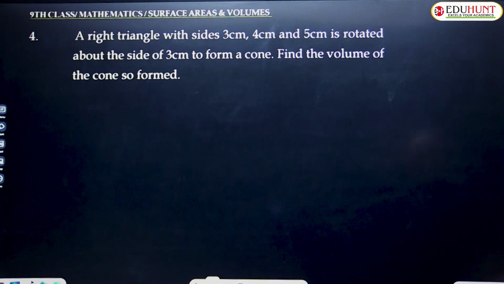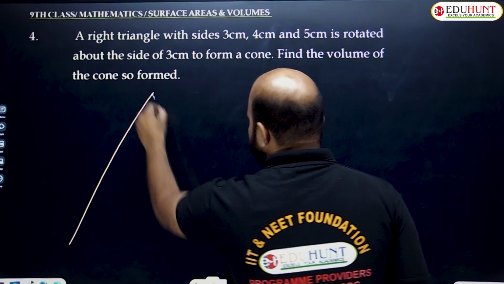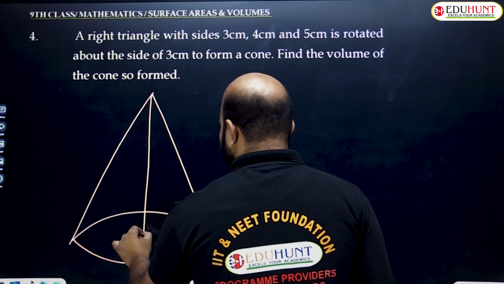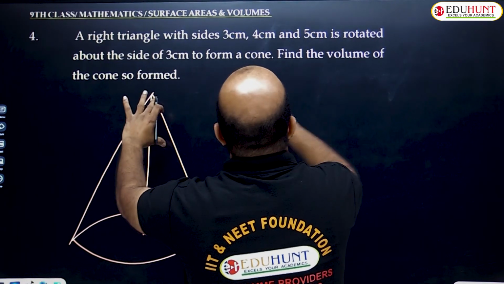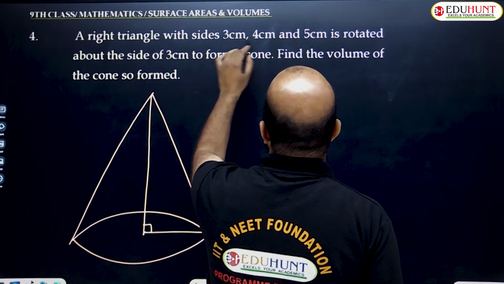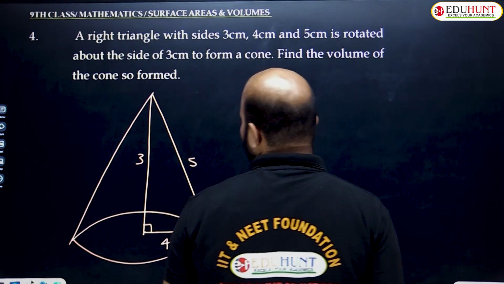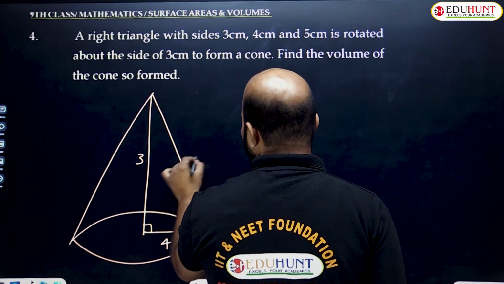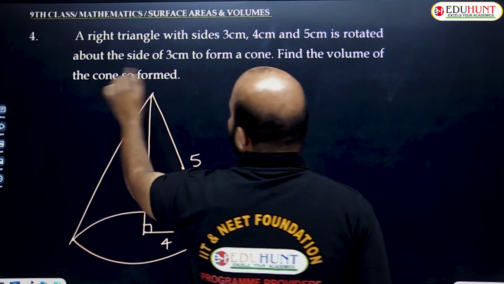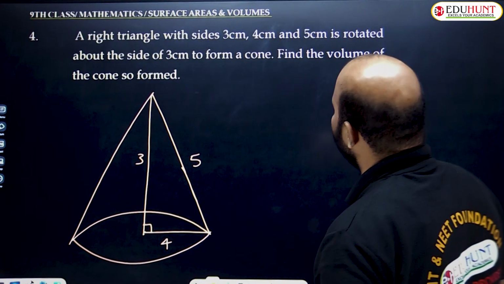So clearly we need to understand. Here, what I am given is a right triangle. This is a right angle triangle, with measures 3 centimeters, 4 centimeters, 5 centimeters. Am I clear? I am taking height 3 because it can be rotated about the side of 3 centimeters to form a cone.